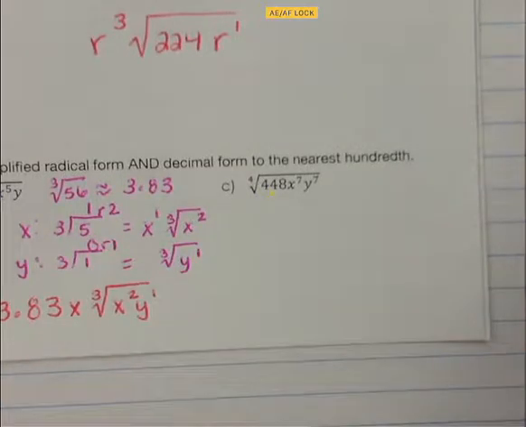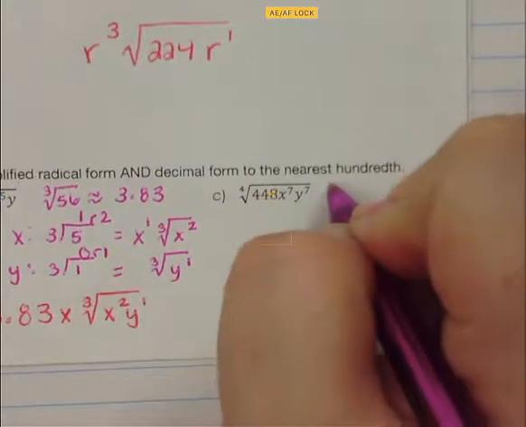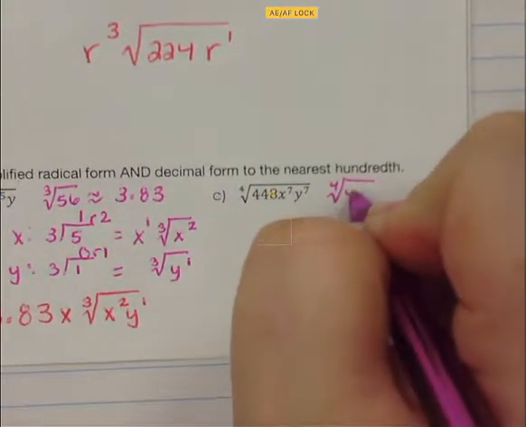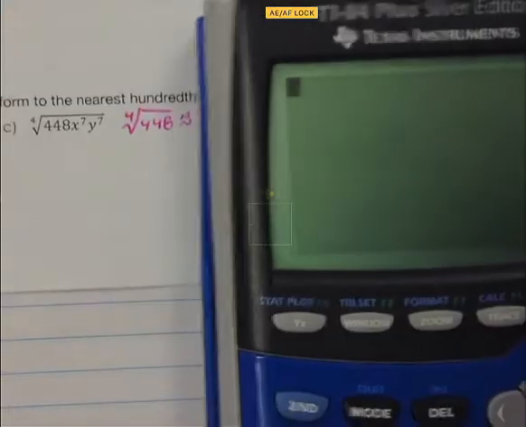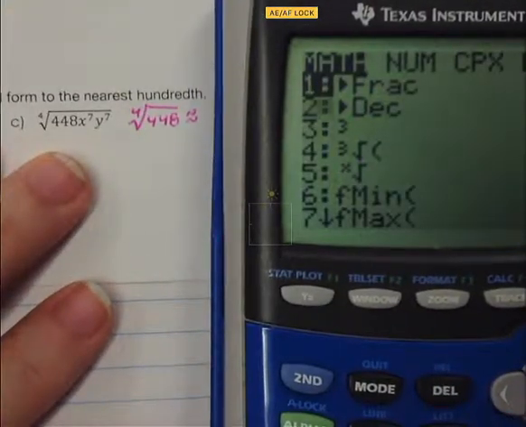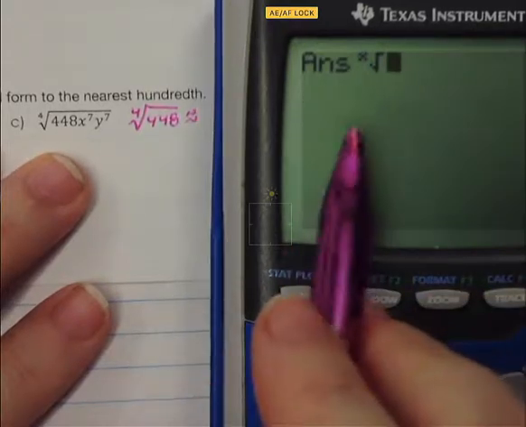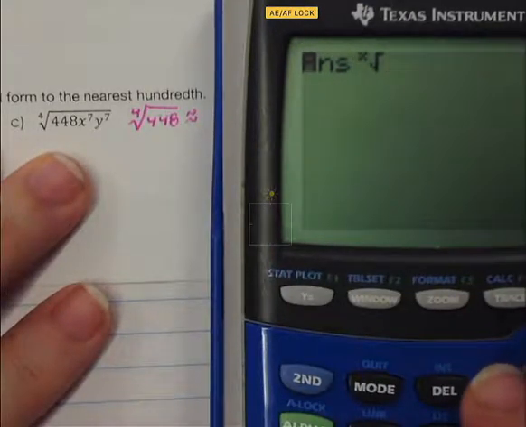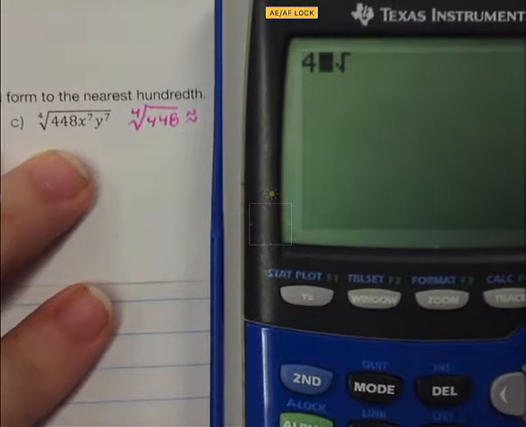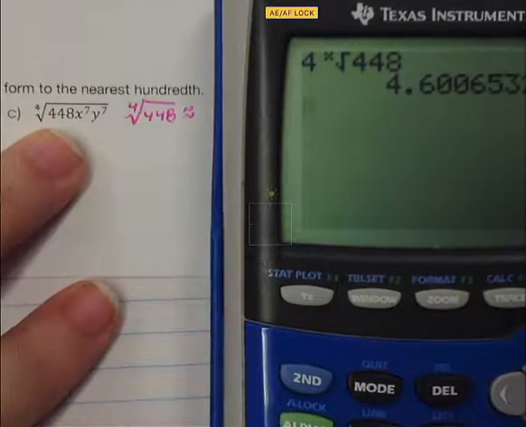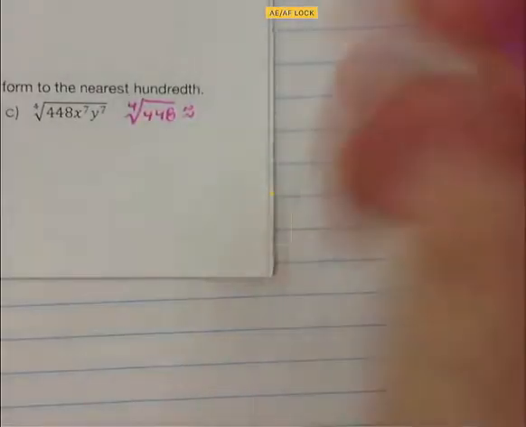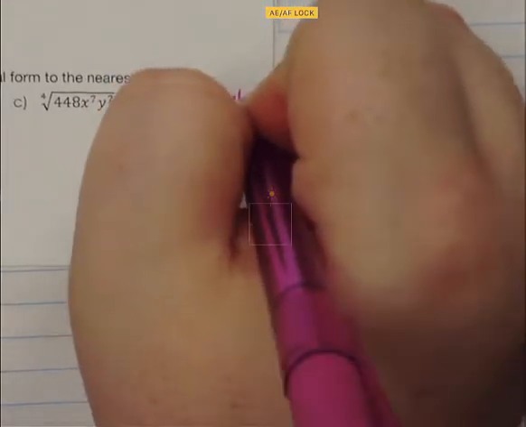On example C, we're going to do the same thing, but this time it's a fourth root. So the fourth root, we're going to separate the fourth root of 448, which is approximately. So this time, instead of doing the cubed root, I'm going to do the fourth root. So I'm going to do math, go down to number 5. I just have to change this number to a 4. And you can actually do that before you even press that button, but I just like to go and change it. And then I'm going to do the 448. And I get 4 and 60/100ths. So this is approximately 4 and 6/10ths, or 4 and 60/100ths.